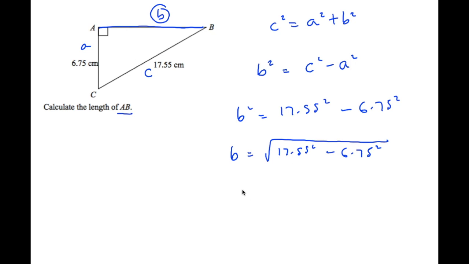Pop this in your calculator and you'll get a value for b. Therefore, side b is equal to 16.2 centimetres.